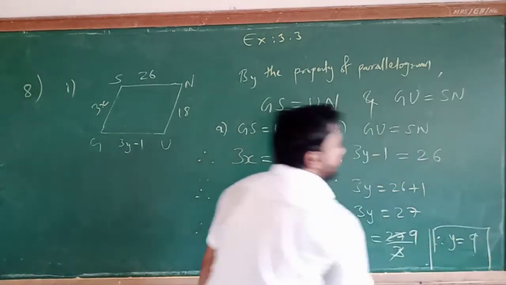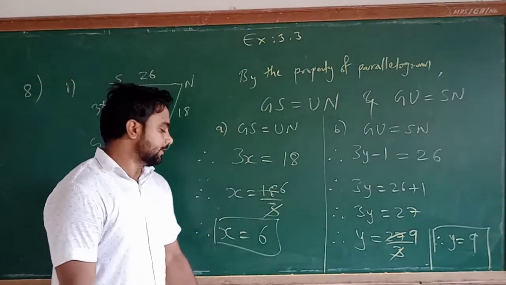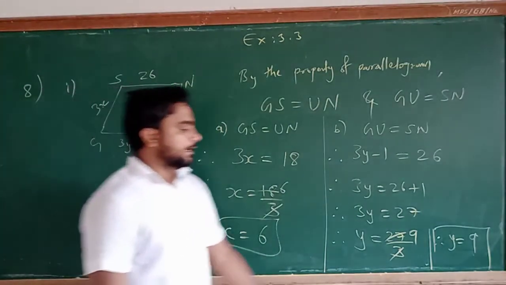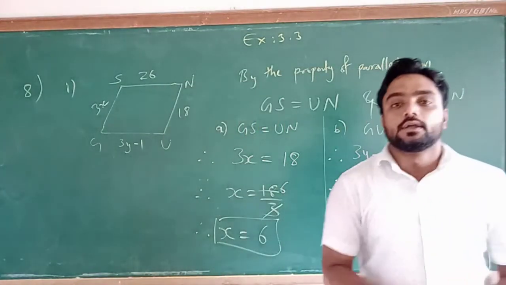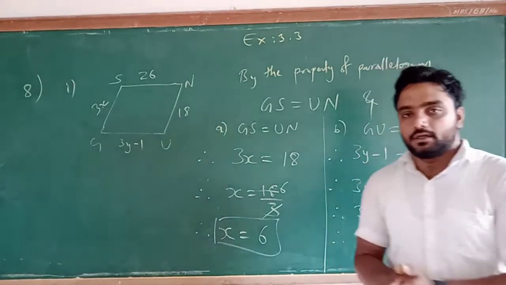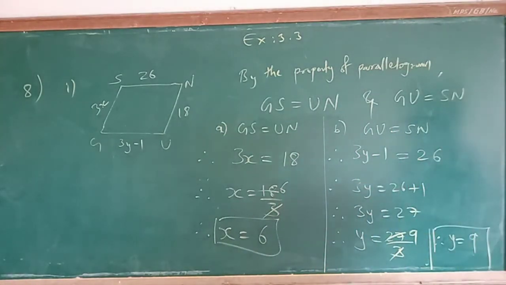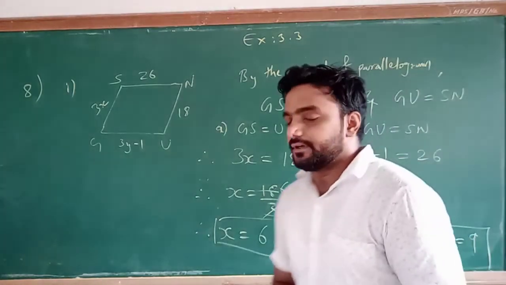9. Y की वैल्यू हमें क्या मिलेगी? 9 मिलेगी. Understand or not? So here we are obtaining the value of x, that is equal to 6, and the value of y, that is equal to 9 on the basis of the property of a parallelogram. Okay, this is the solution. Okay, now proceeding further to the next figure.